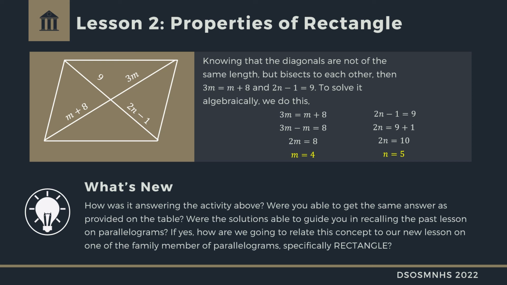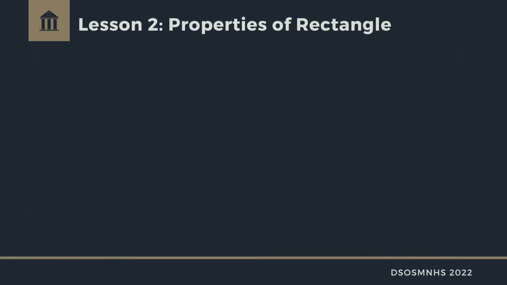Okay, that ends the recap on parallelogram. So, what's new? How did it answer the activity above? Were you able to get the same answer as provided in the table? Were the solutions able to guide you in recalling the past lesson on parallelograms? If yes, how are we going to relate this concept to our new lesson on one of the family members of parallelograms, specifically the rectangle?